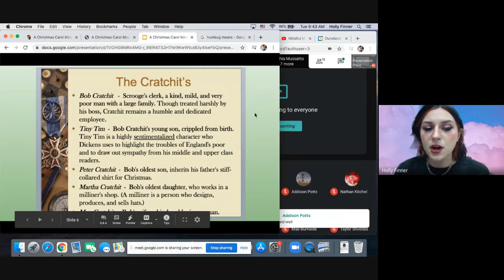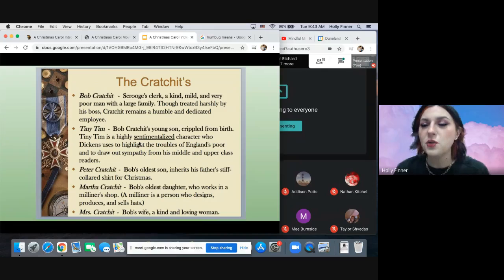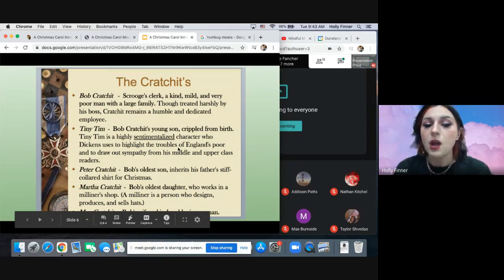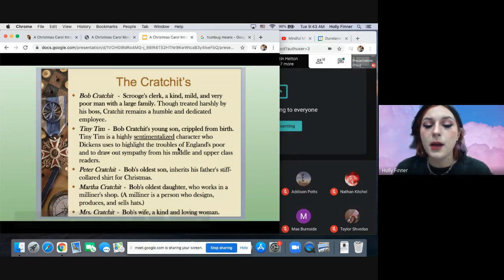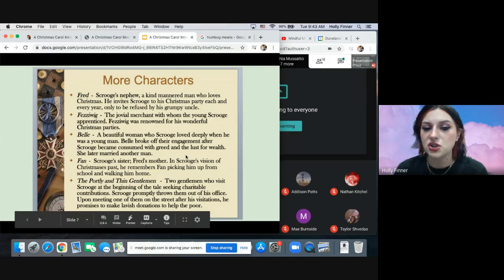Sentimental means people often reflect back to the story and say, oh, Tiny Tim. You love that character. Then we have Peter and Martha. Those are Bob's children. And then he has a wife named Mrs. Cratchit. We'll also see today in the movie Fred. That's Scrooge's nephew, and he's going to invite Scrooge to a Christmas party, and Fred's like, come on, join in. And Scrooge says no. They have very different opinions on Christmas and what's important. Then you're going to see later on these characters: Fezziwig, Belle, Fan, and the Portly Gentleman. So that's just a really basic overview.